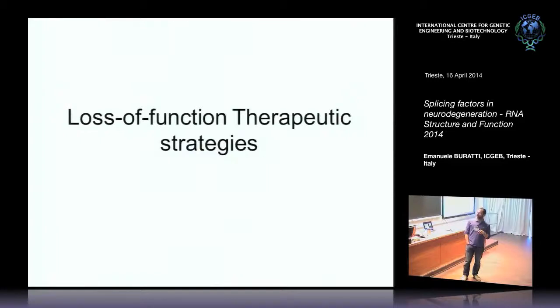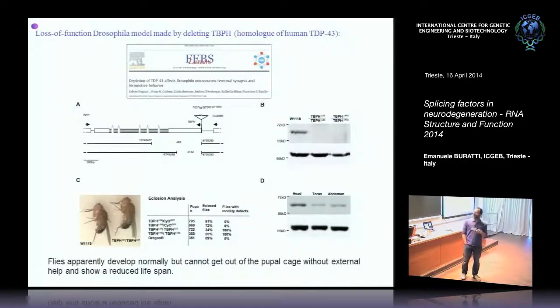What we have concentrated on in the lab is really something different: the loss of function. What we think is that one of the major problems in the people who have aggregates of TDP-43 is that there is not enough TDP-43 inside the nucleus to do its proper job. And so, together with Fabian Feguin in the Drosophila lab, it's now a few years that we have made a loss of function model of TDP-43 absence, and we have done this in Drosophila.